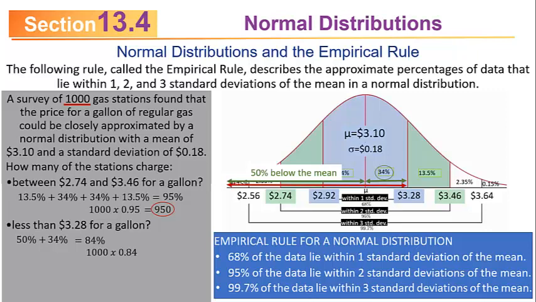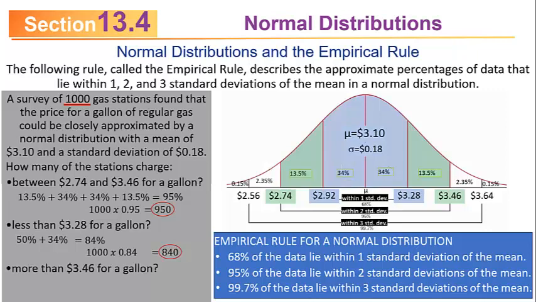84% is 0.84. 84% of 1,000 then would be 840. So you can expect about 840 of those 1,000 gas stations to have gas that sells for less than $3.28 per gallon. How many of the stations charge more than $3.46 for a gallon?